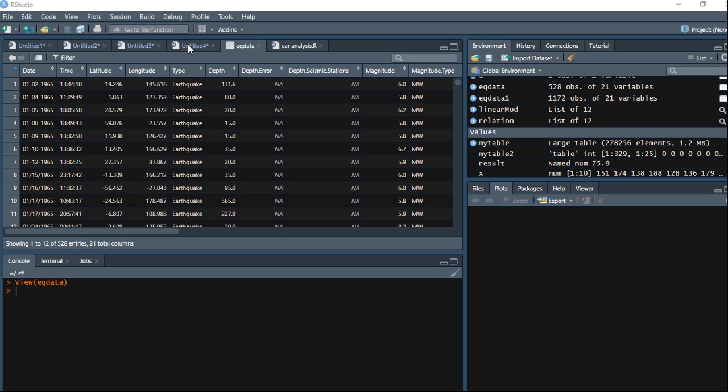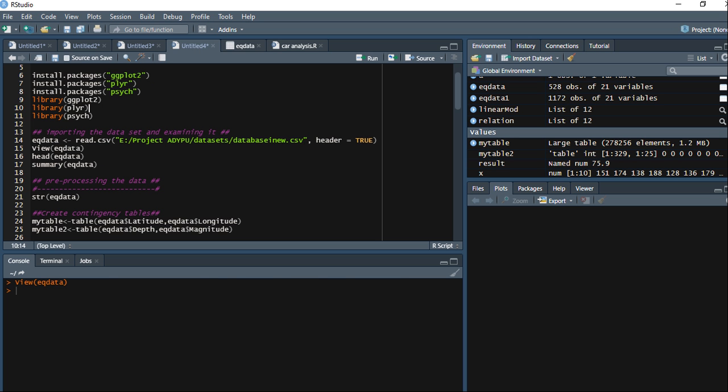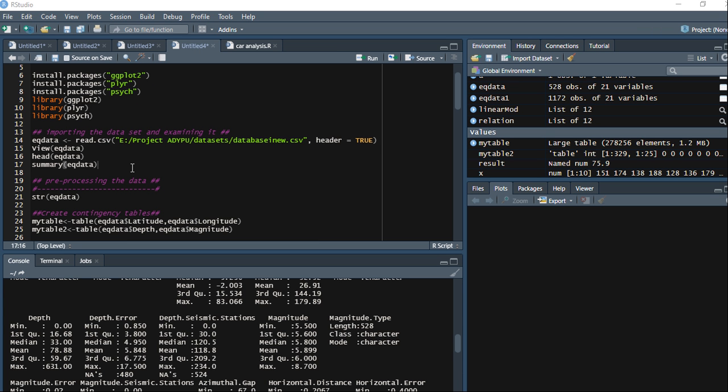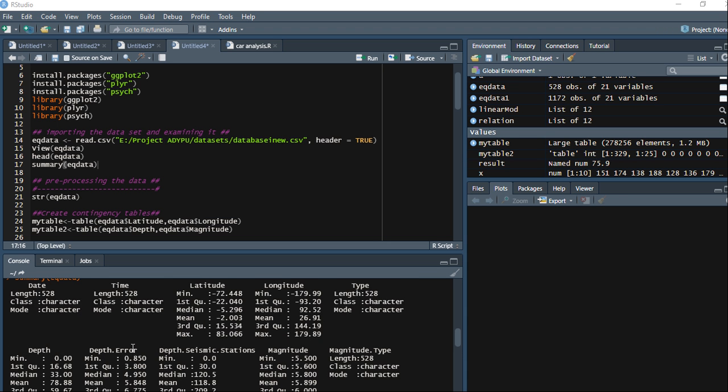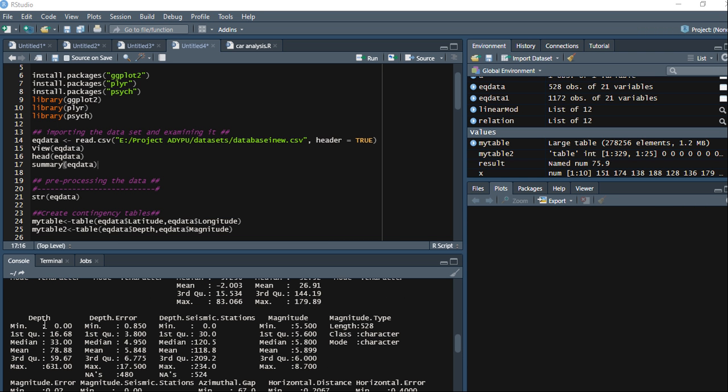Let's get back to our code. I have used summary on this data set. Let's take a look at the summary of the data set. So here is the summary. It gives the median, mean, and other values of the data set.